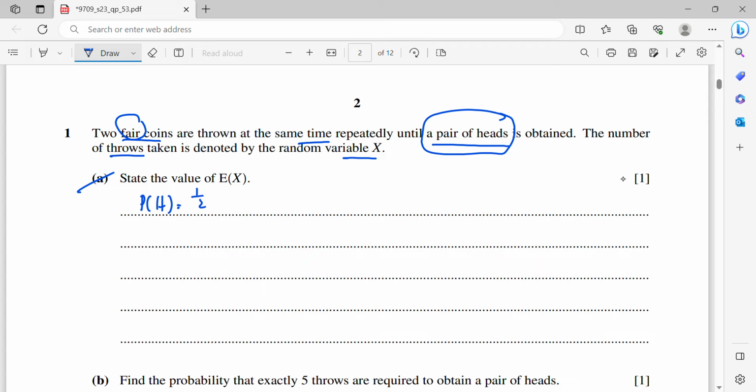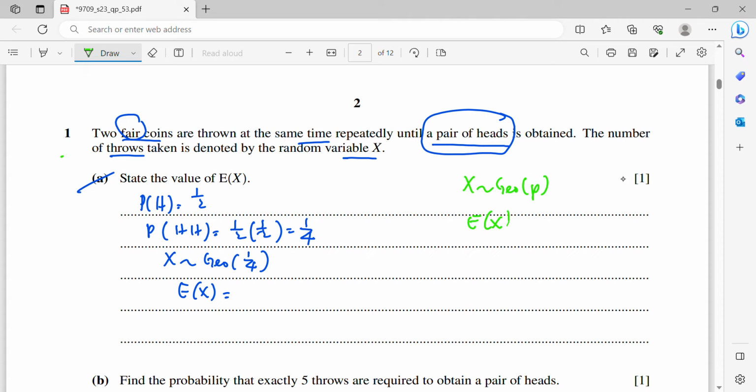H is to represent the head. So P of a pair of heads, double H, will be 1/2 times 1/2, then I will get 1/4. Since this is geometric with probability 1/4, E(X) for geometric, if you still remember, X is geometric with probability p, E(X) will be 1/p. That means you will get 1 divided by 1/4, which is 4.